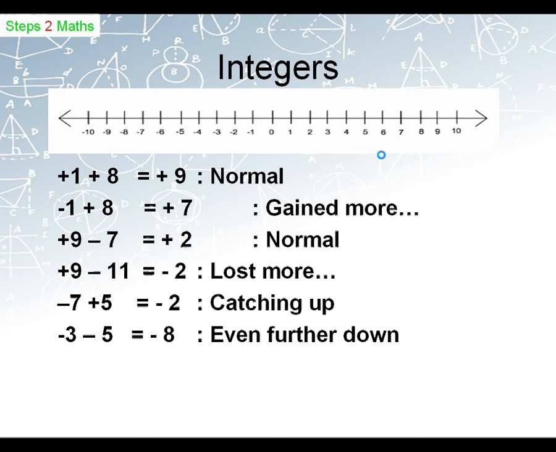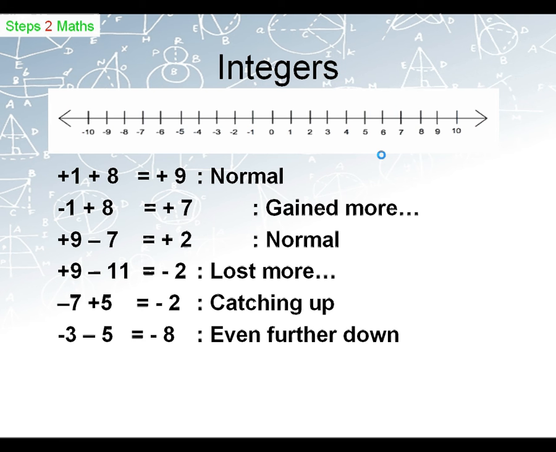The fifth example, you're starting at -7, meaning you were 7 points behind and you gain 5 points. Okay, so you're catching up, but you haven't overtaken the other person. So if you look at the number line and start at -7, count up 5, you'll find you're at -2. You're just 2 points behind now.